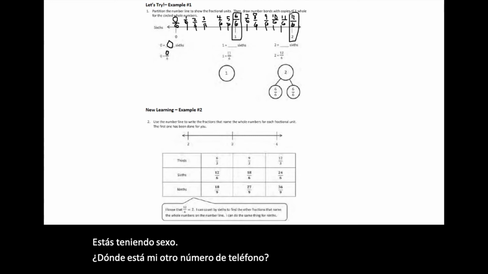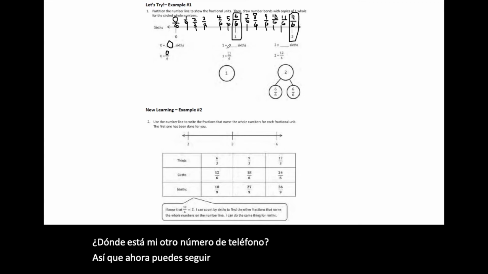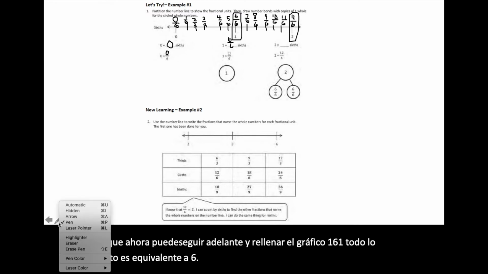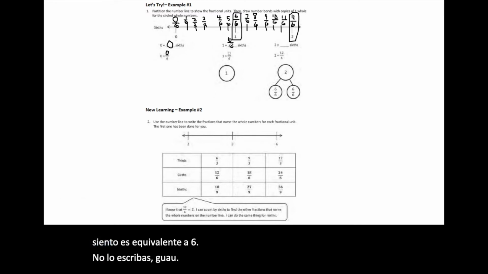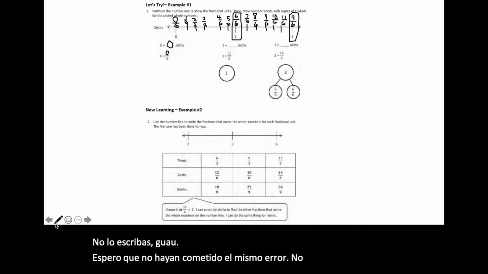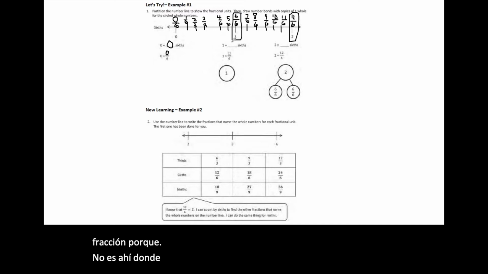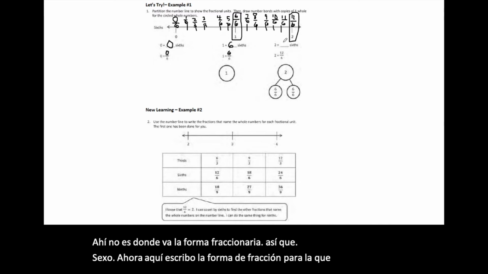So now I can go ahead and fill in this chart. 1 whole is equivalent to 6. Oops, don't write it like that. Hopefully you guys didn't make that same mistake. I don't want to write the fraction because that's not where the fraction form goes. So 6/6. Now here I write fraction form. They got it started for me. 2 wholes equals 12/6.